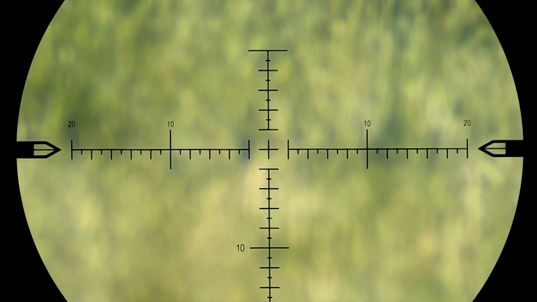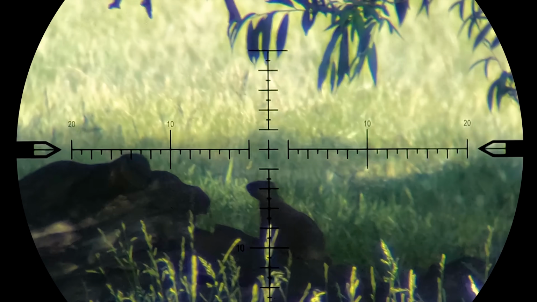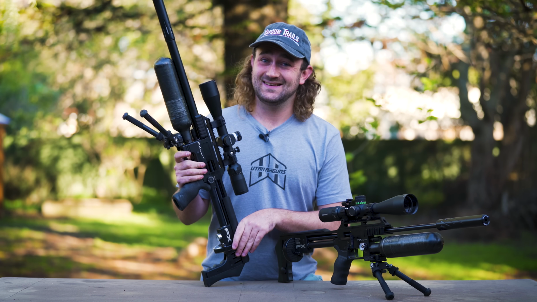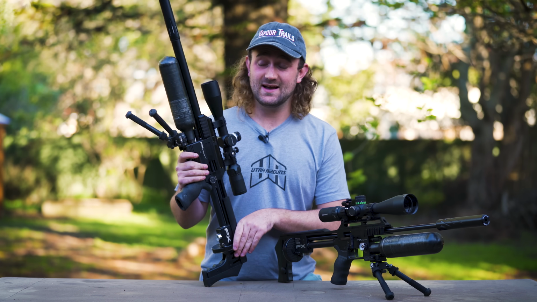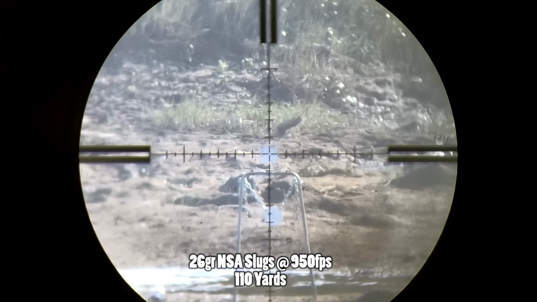And at the moment, I have this gun shooting at 53 foot-pounds with 26 grain Nielsen slugs at 950 feet per second. That's a beast. That's a beast of an air gun, and this thing is an absolute monster. Now, I do want to put a little disclaimer here.